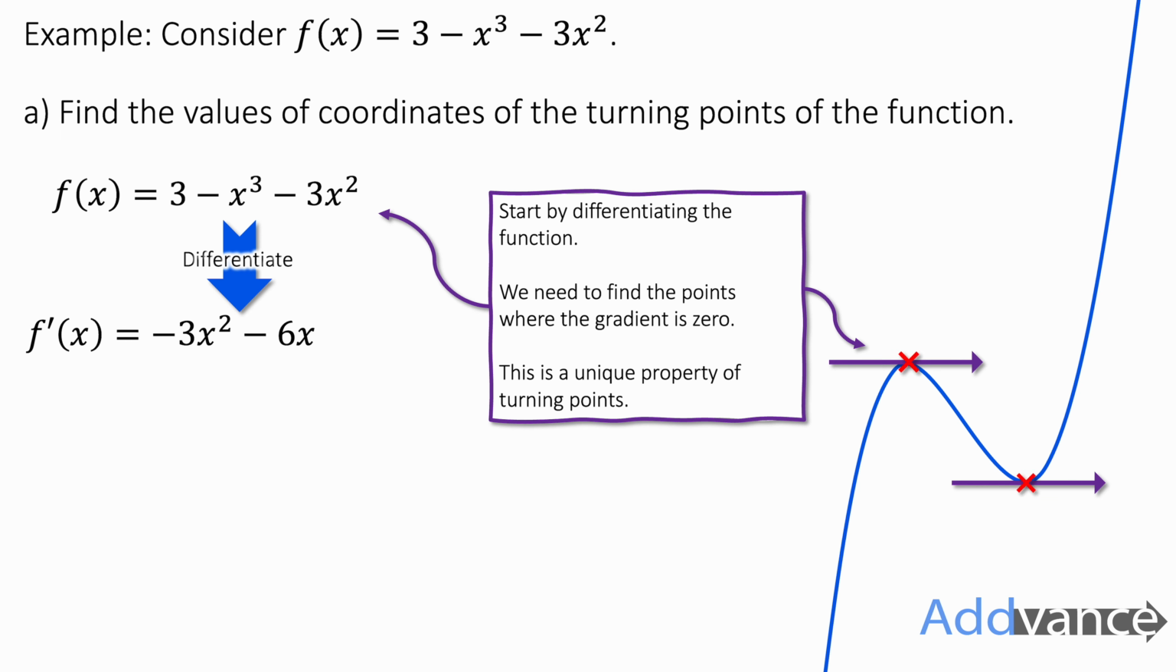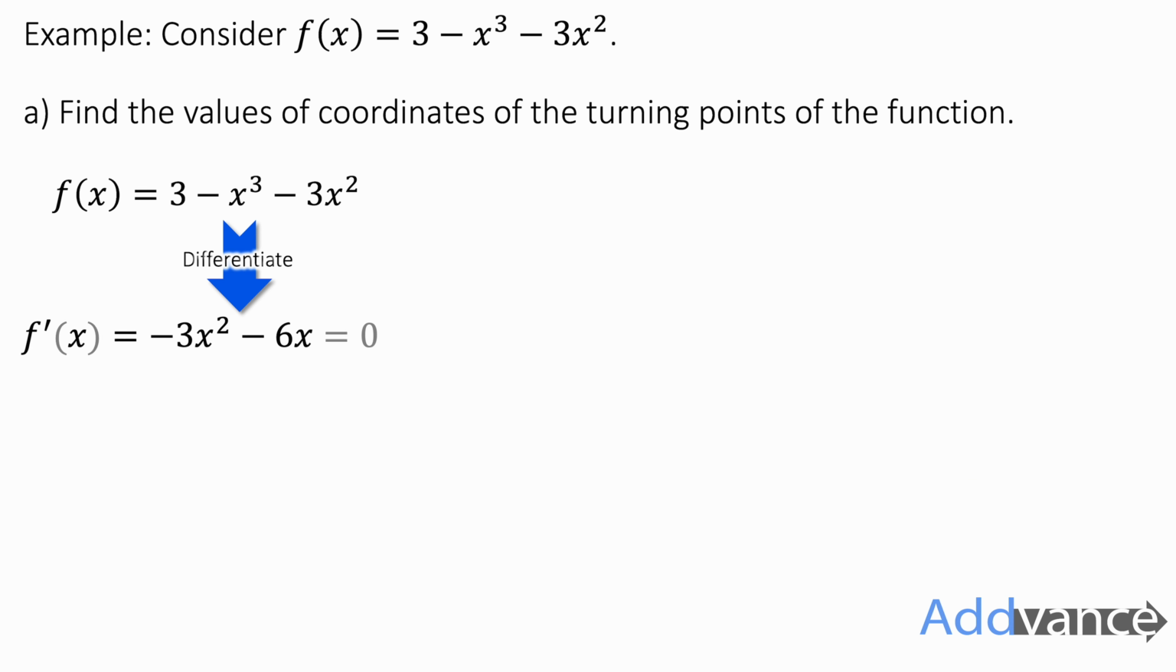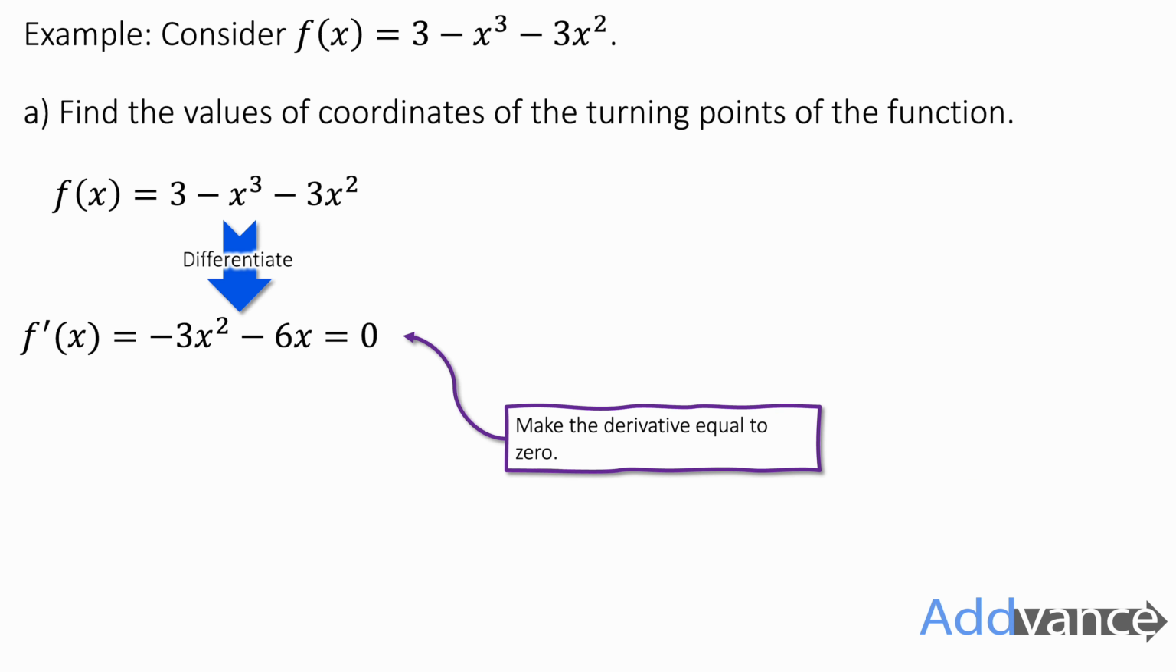To do this, we're going to differentiate it first, because at the turning points, we know the gradient is 0. So we differentiate it to find the equation for the gradient, and we're then going to make this equal to 0. Because the gradient being 0 is a unique property of turning points. The tangent has a gradient of 0. We make the derivative equal to 0, and now this is a quadratic equation that we need to solve.